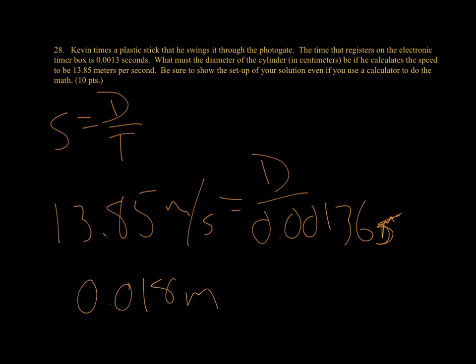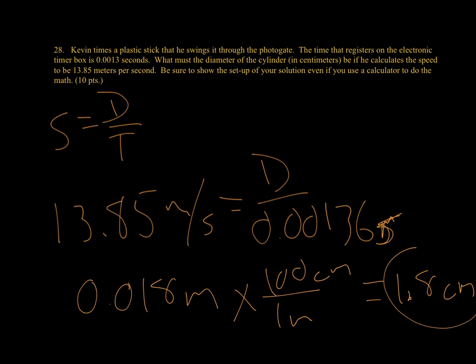But the question says, what's the diameter in centimeters? So we have to convert that. We say 1 meter equals 100 centimeters. So 100 times 0.018 gives you an answer of 1.8 centimeters. So the width, or the diameter, of the stick is 1.8 centimeters. That's the distance that it traveled in that 0.00136 seconds. So there you go.